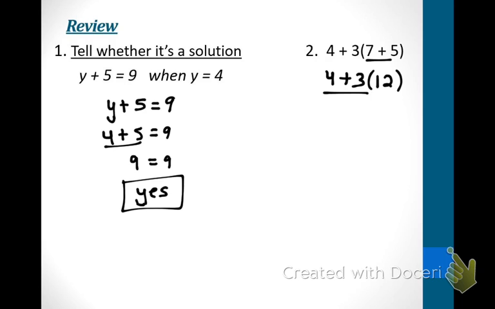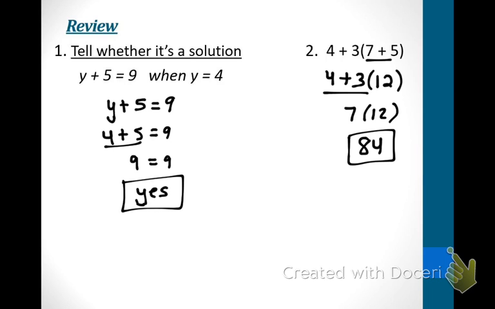Let's just try this out. If I add 4 plus 3, what do I have? 7. I bring down my 12. What's 7 times 12? 84. Now, I'm going to tell you guys right now, this is not the correct answer.